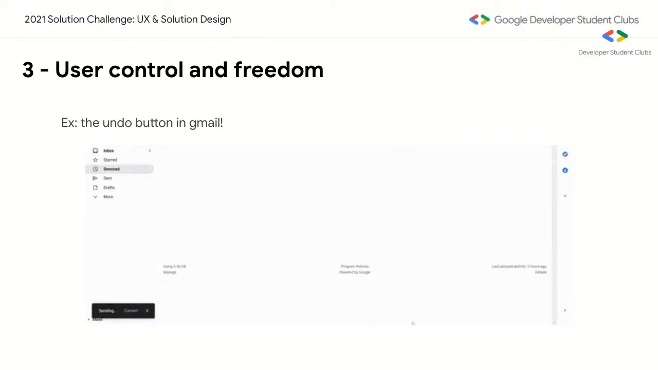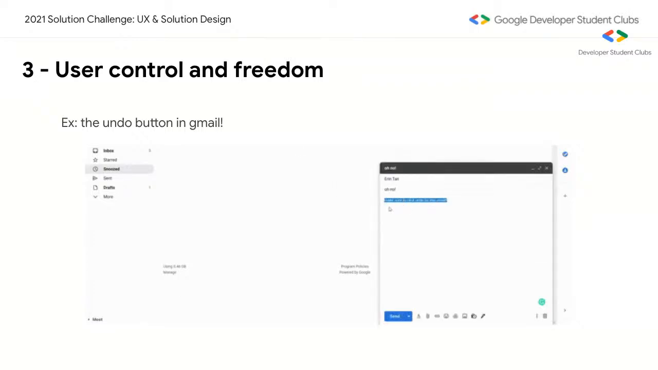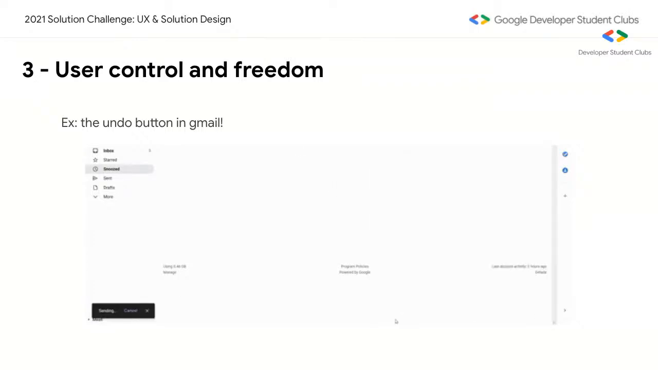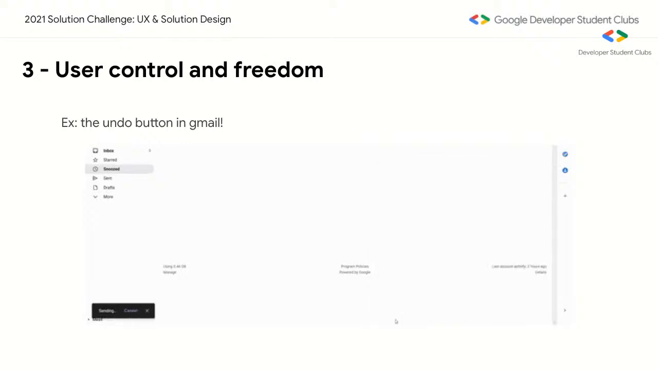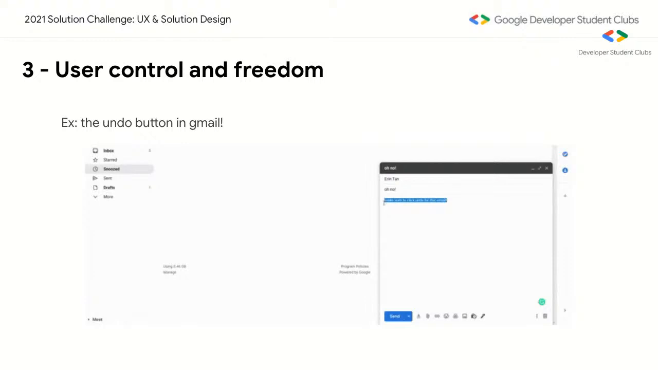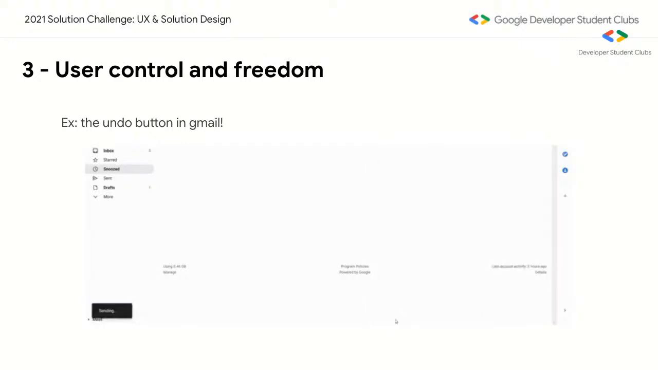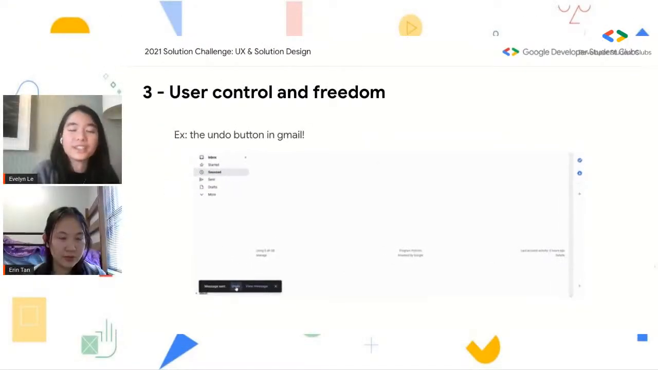So I quickly go to the undo button on the bottom left. I have control as a user to undo and redo sending my email, where the undo button provides me an emergency exit out of sending that email. It's also clear that this undoes the sending, as the email draft gets sent back when I click undo. All right. So that is about user control and freedom. Always give them the emergency exits.